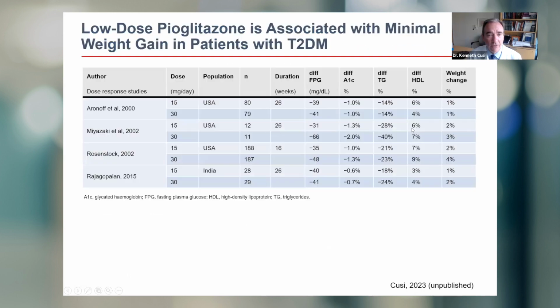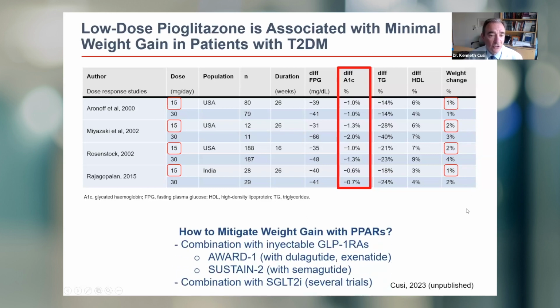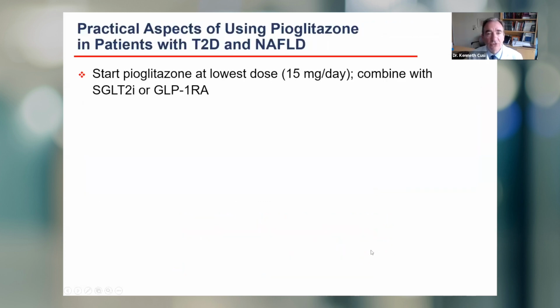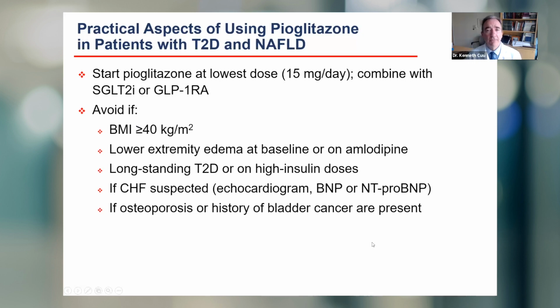So very, very important. What I do is to use the lowest dose. I use 15 milligrams, as in studies compared to higher doses of 30, you still get a reduction in A1C with very little weight gain. So this is avoided when I send them to the nutritionist. The alternative is to combine pioglitazone with GLP-1s or SGLT2 inhibitors. So start pioglitazone low, 15 milligrams a day. Combine it if you can with an SGLT2 or talk with your endocrinologist.